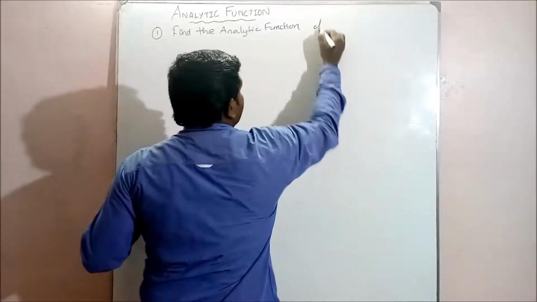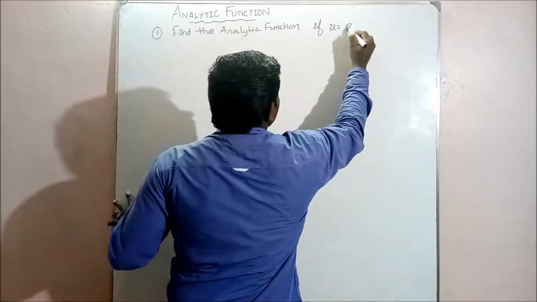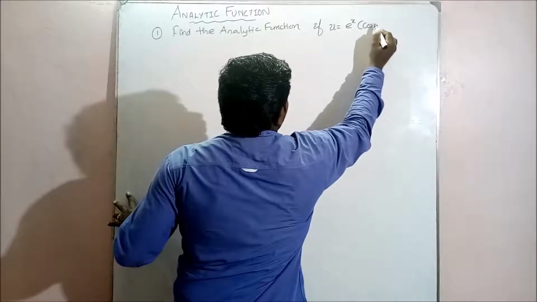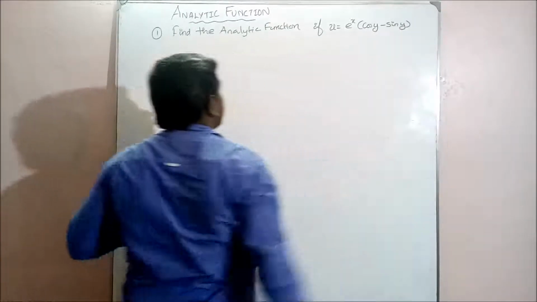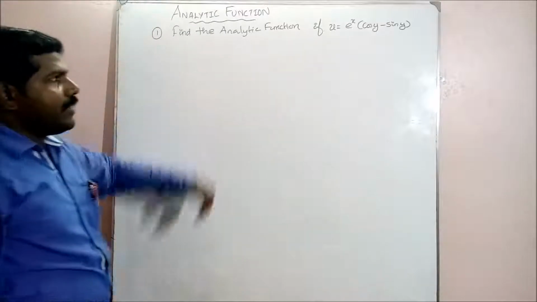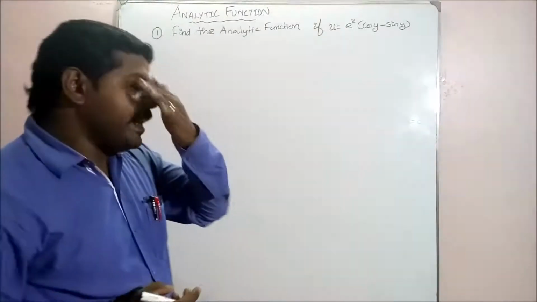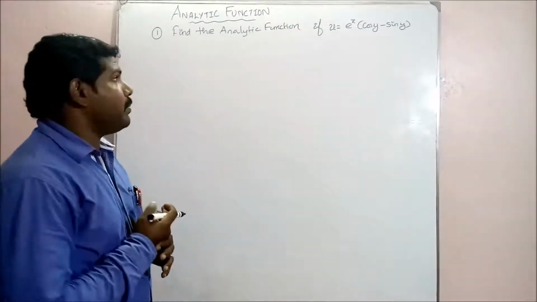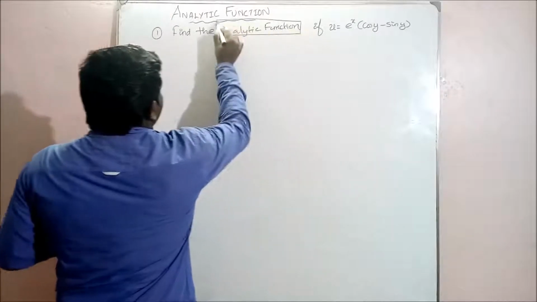If u equal to e power x into cos y minus sin y. Find the analytic function, or construct the analytic function, or determine the analytic function; the question can be asked in these ways. So our aim is to find the analytic function.